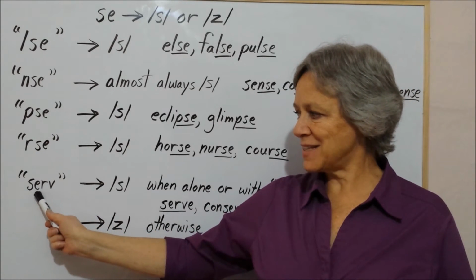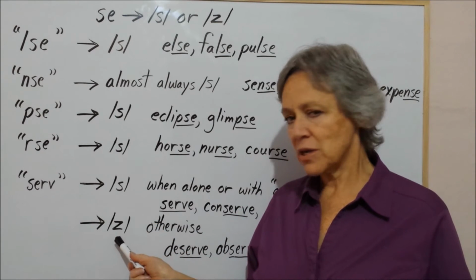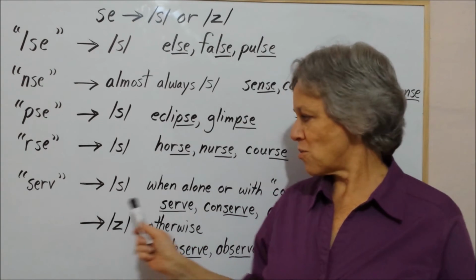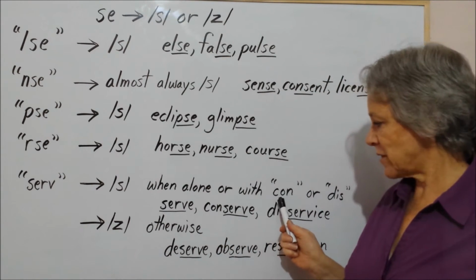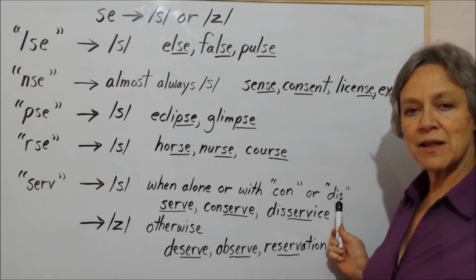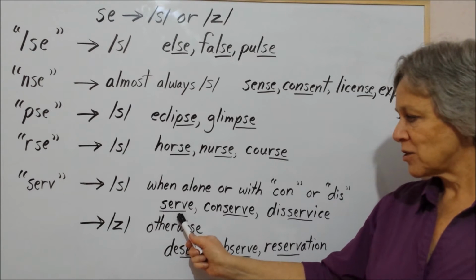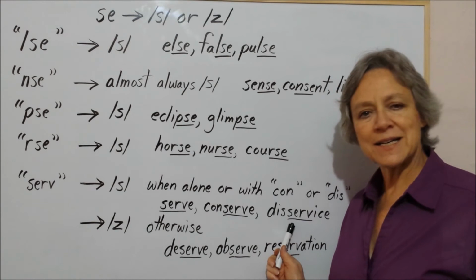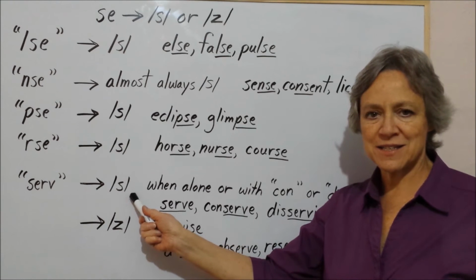When we have the letters S-E-R-V together in a word, we can get either S or Z. But when S-E-R-V begins a word, or I wrote when it's alone, or when it is combined with the letters C-O-N or D-I-S, then we usually get S. Here are some examples. Serve, conserve, disservice. Okay? In each of these words, we're getting S.